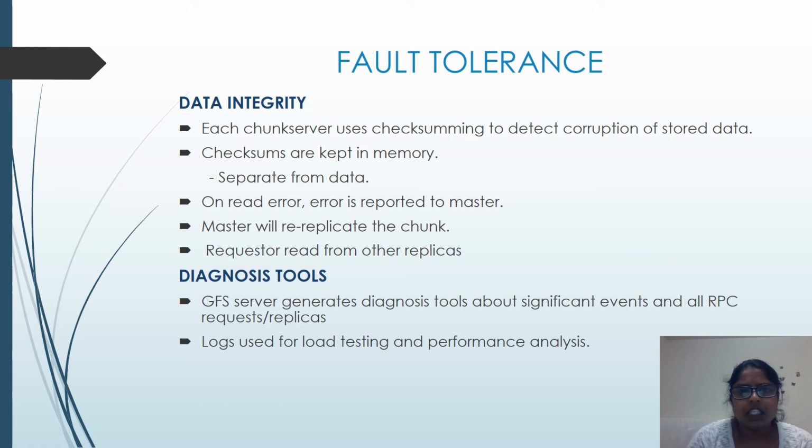Data integrity. Each chunk server uses checksumming to detect corruption of stored data. Checksums are kept in memory and stored separately from data. When a read error occurs, the error is reported to the master. The master will replicate the chunk, and the requester reads from other replicas. Diagnosis tools. The Google File System generates diagnostic logs about significant events and all RPC requests and replies. Logs are used for load testing and performance analysis.